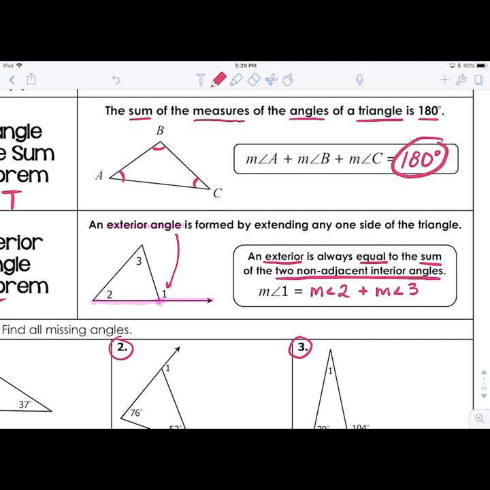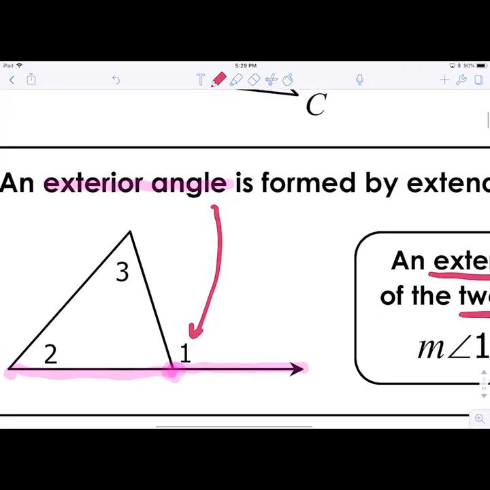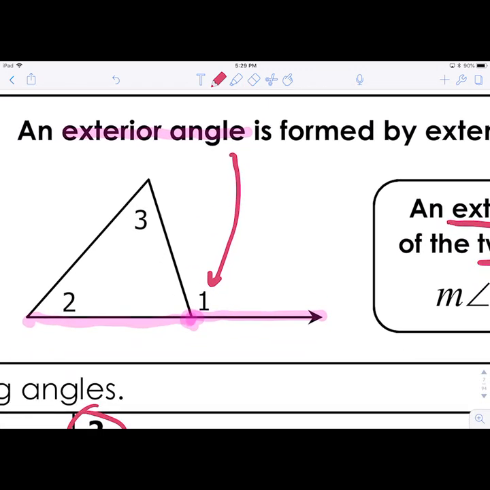Now, this word non-adjacent: you know what adjacent means. Two angles that share a vertex and a common side. Let me give this angle in here the name 4. Angle 1 and 4 would be adjacent. Angles 2 and 3, which are these over here, are not touching 1. Those are the non-adjacent angles.